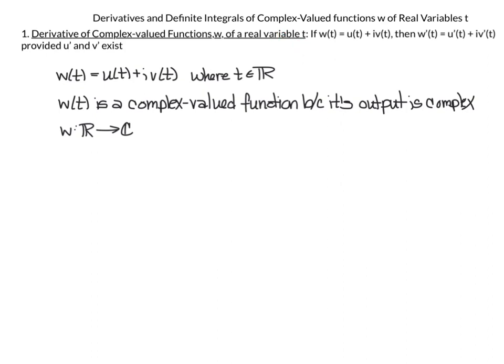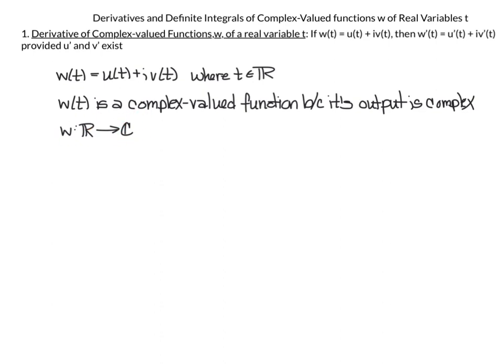So here I have w of t is equal to u of t plus i v of t, where t is a real number. We say w of t is a complex valued function because its output is a complex number. It's something with an i, a real part and an imaginary part. So we also think of w as taking a real number t and mapping it to a complex number.